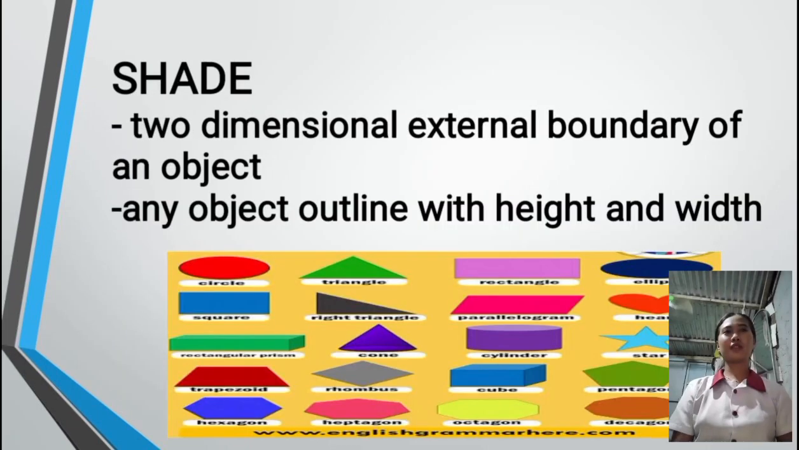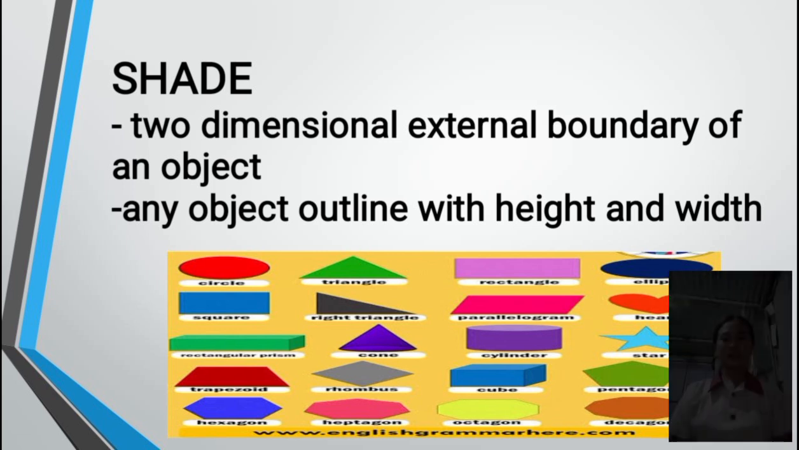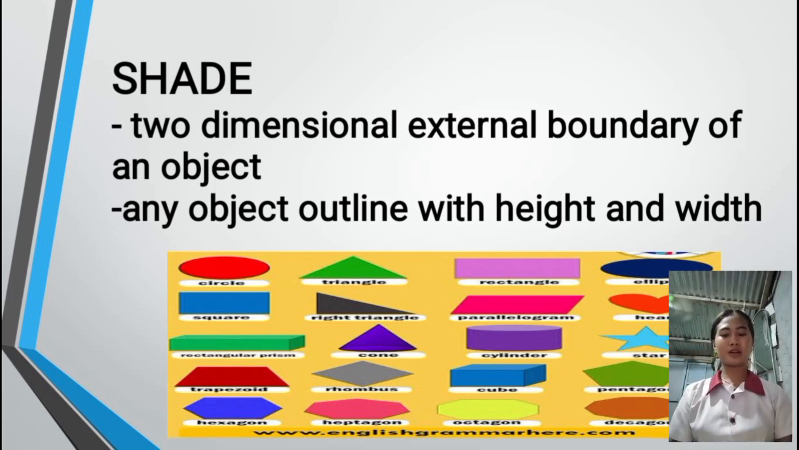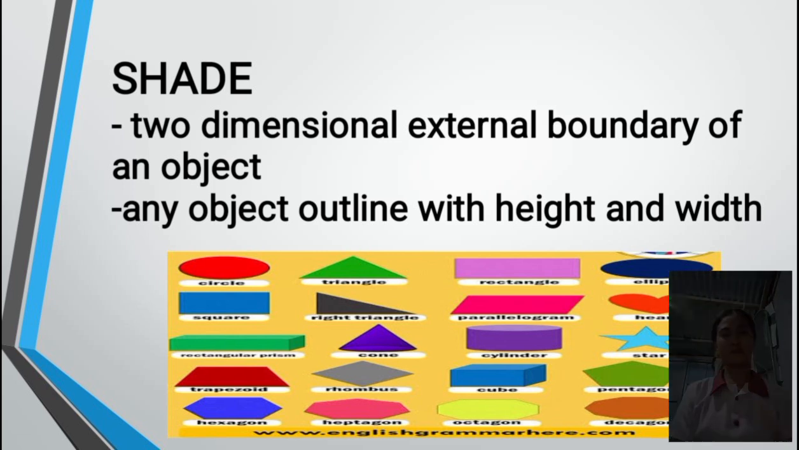Shape. We have a two-dimensional internal boundary of an object, any object outlined with height and width. Line and shape are the foundation of your design. So you can see you have circle, triangle, rectangle. The shapes are made by lines and color, and they help create structure.